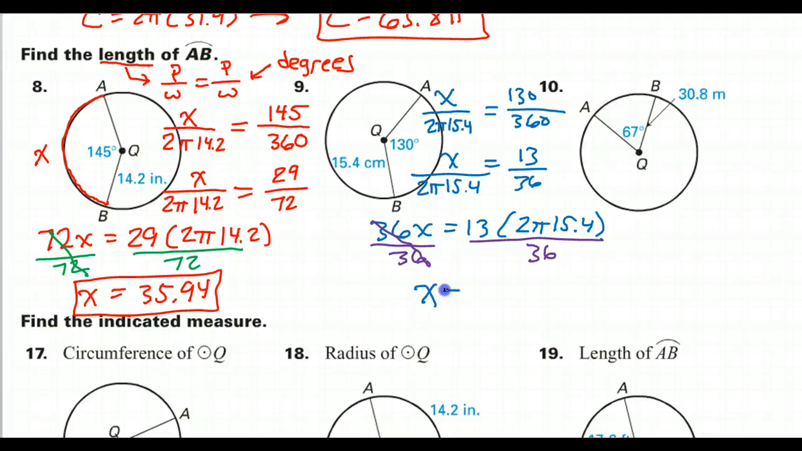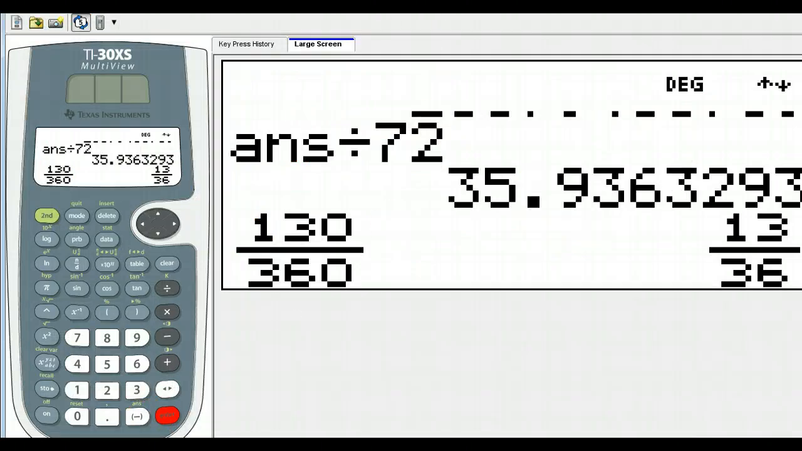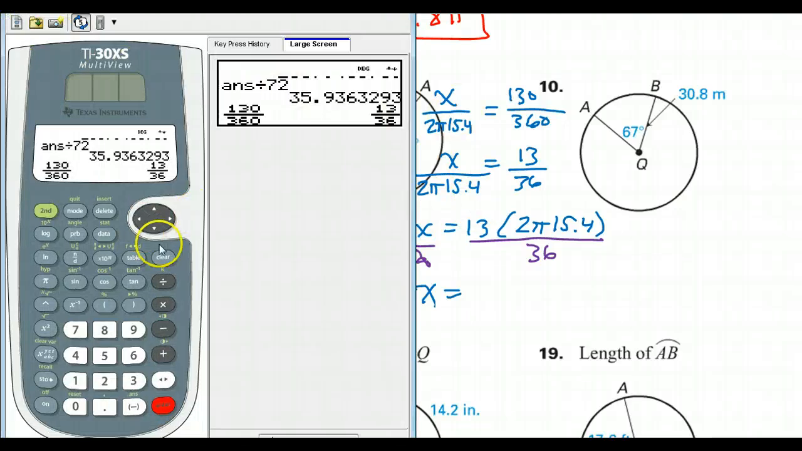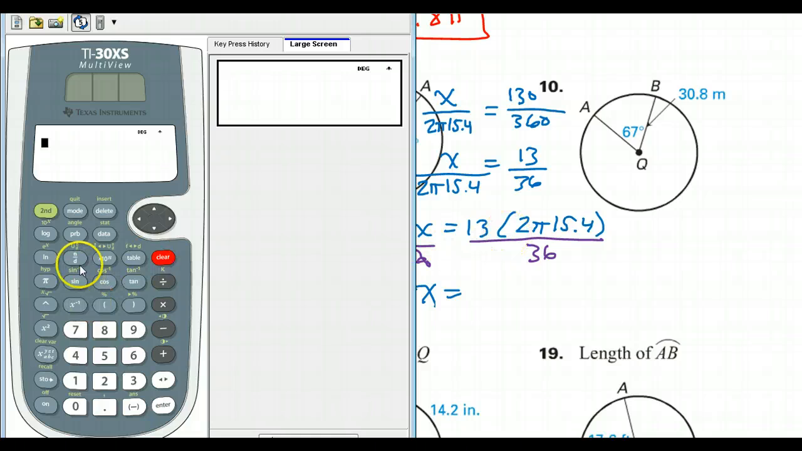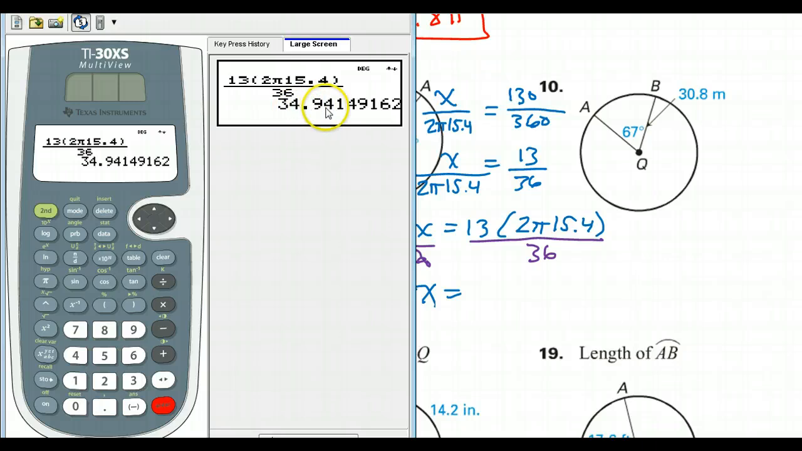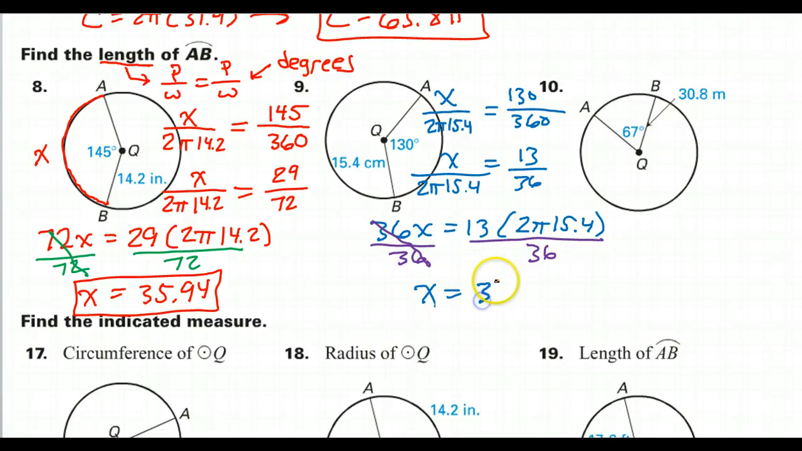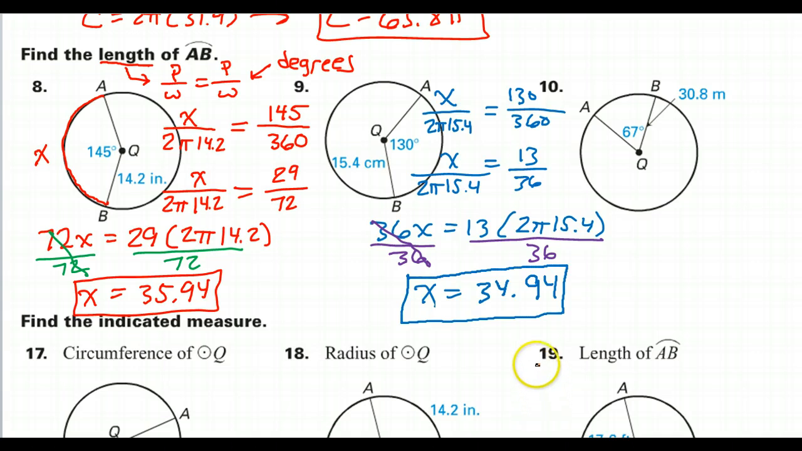To get x, we just have to put all this in the calculator. In my calculator, in fraction mode, here we go: 13 times 2 pi 15.4 over 36. We can put it all in the calculator at once. That's going to give me 34.94. So that is the arc length once again. All right, number 10, same thing.